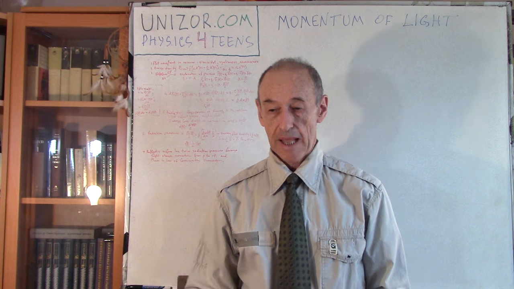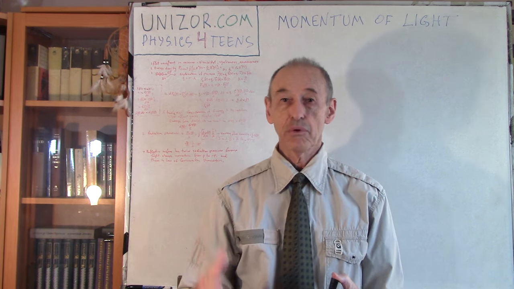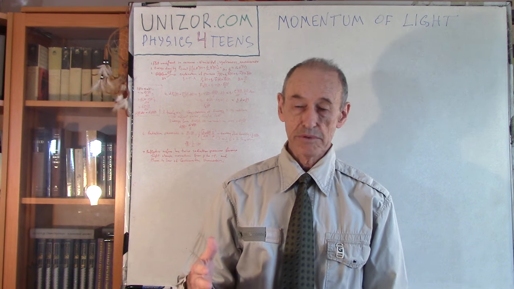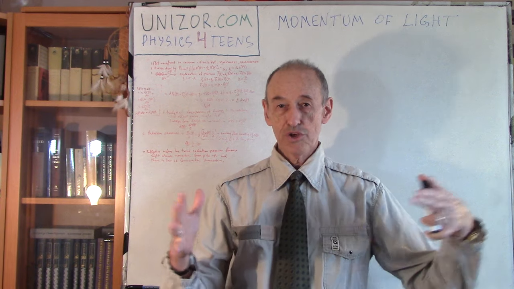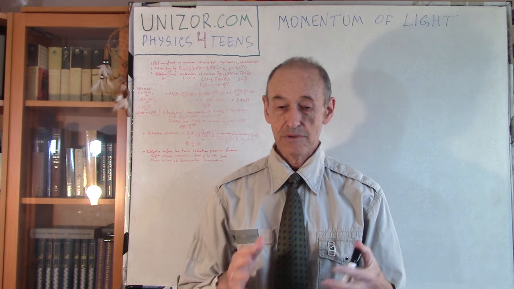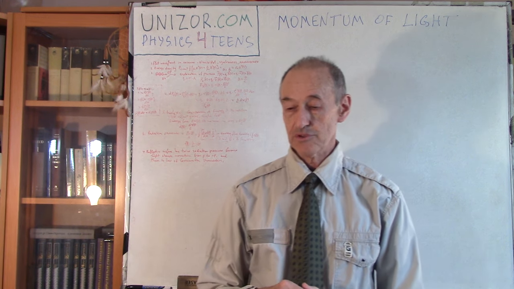And we will examine what happens when these electromagnetic oscillations are falling on some kind of a surface. Well, we'll definitely consider a flat surface, which is perpendicular to the direction of light. So that's what we're going to do in this lecture.